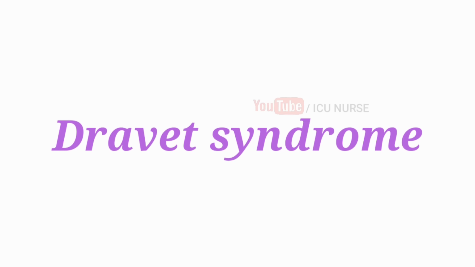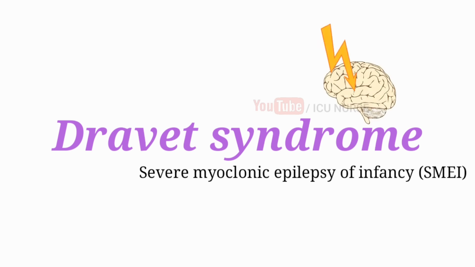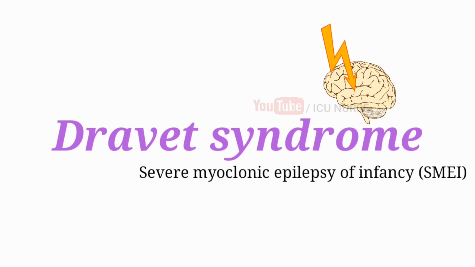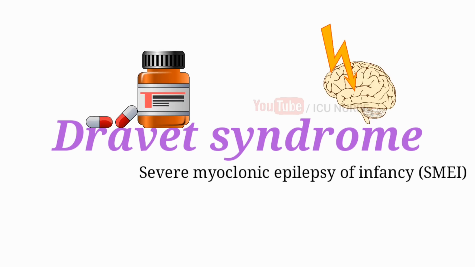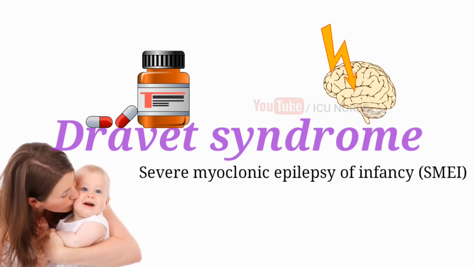Dravet syndrome, previously known as severe myoclonic epilepsy of infancy, is a type of epilepsy with seizures that are often triggered by hot temperatures or fever. It is treated with anticonvulsant medications. It often begins around 6 months of age.